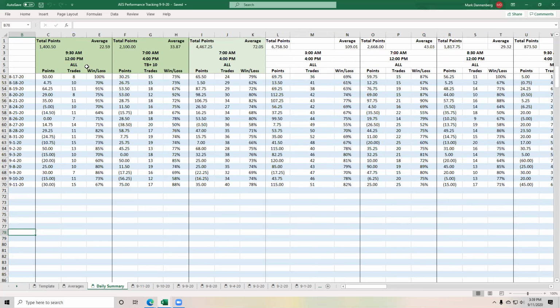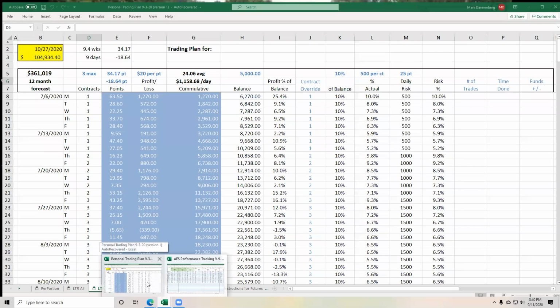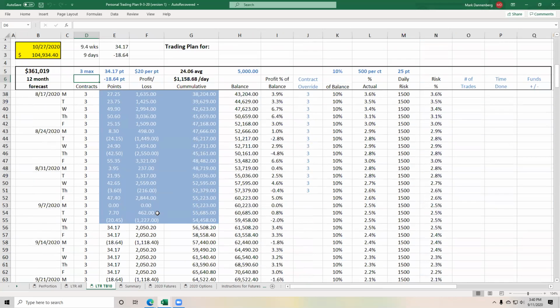The two categories that we track to profile in our personal trading plan are trading from 9:30 to noon every day, taking all four signals, and also trading from 7 a.m. Eastern time to 4 p.m. Eastern, trading the trend bias plus signals as well as the continuation signals. And when I say track, what I mean is we translate those performance results at the end of each day into our personal trading plan.